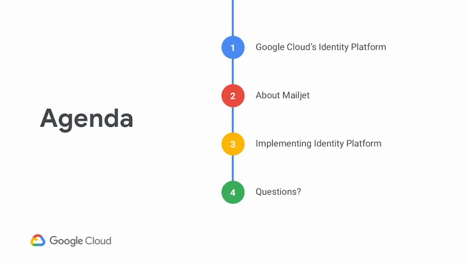So as I said, I'm going to talk to you about the way we think of Google Cloud's identity platform. I'm going to invite Pierre up to talk about Mailjet, and then Francois to discuss how they've implemented identity platform to scale their global business. Finally, we'll round it out with some questions. I encourage you all to ask questions in the session or catch us afterwards in the hallway. Happy to dive deeper, happy to talk more.